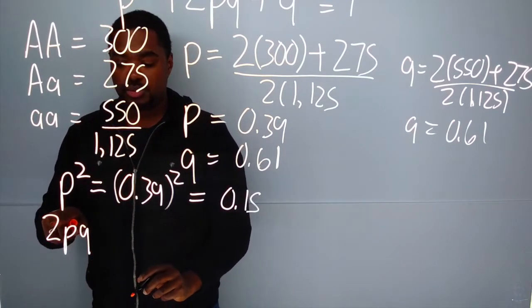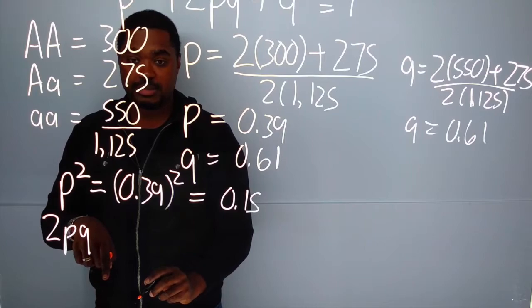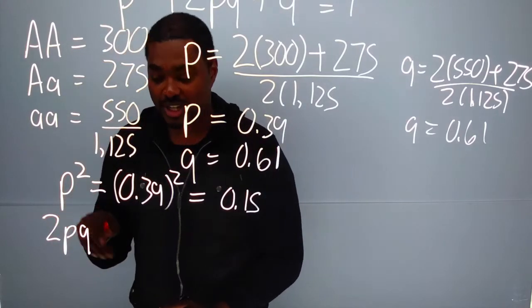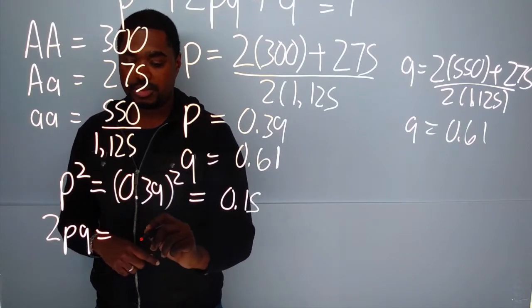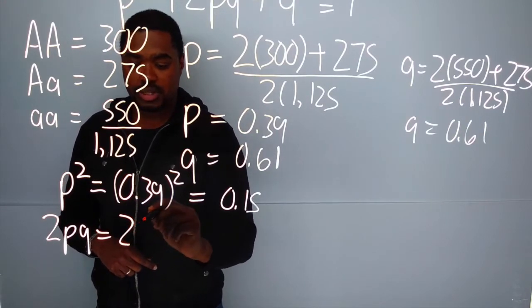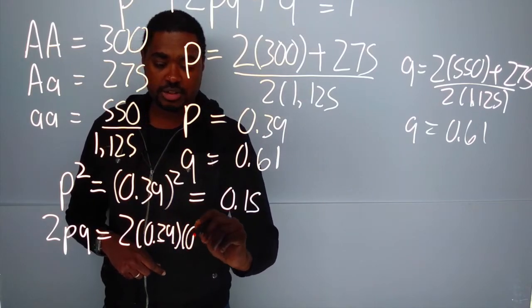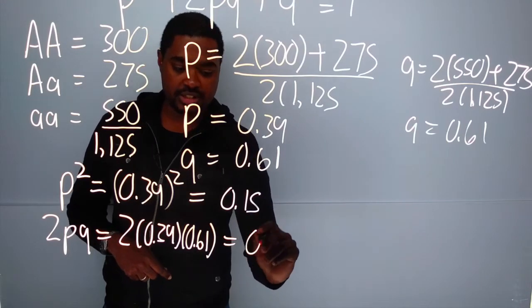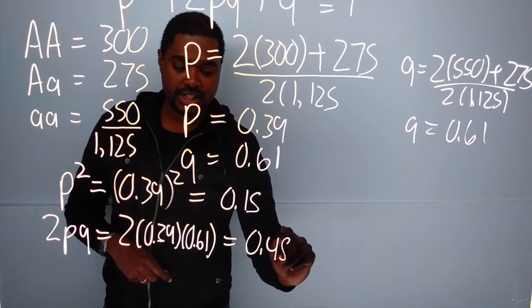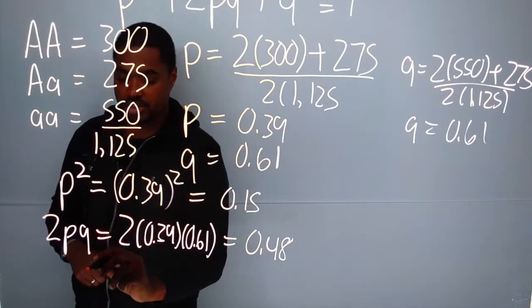What is the frequency of individuals that we expect to be heterozygous? 2pq. 2 times the frequency of the dominant allele, times the frequency of the recessive allele. This is the frequency of heterozygotes. So 2 times 0.39 times 0.61 is going to give us 0.48. That's the frequency of heterozygous individuals that we expect to see in the population.